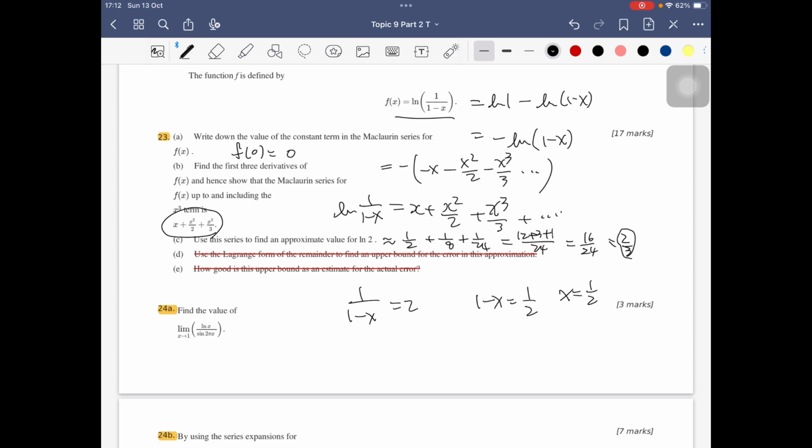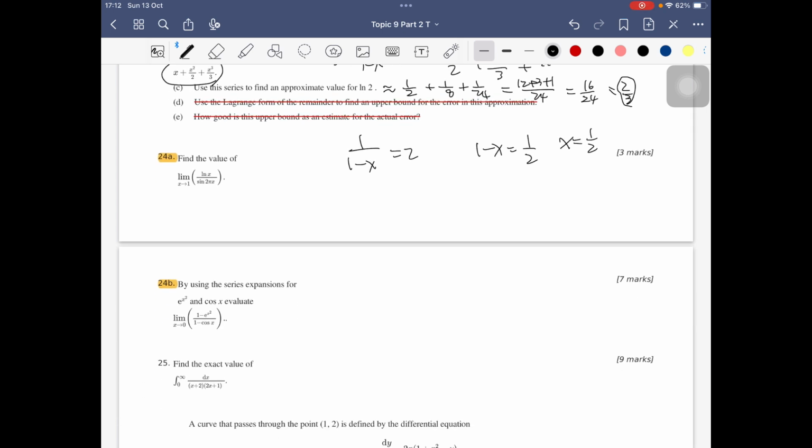I kept telling you this doesn't make sense, because ln 2 is not equal to this. As we know, ln 2 is an irrational number, but now we estimate it with a rational number, 2 over 3. So this is not exactly equal to 2 over 3. ln 2 is approximately estimated to be 2 over 3.